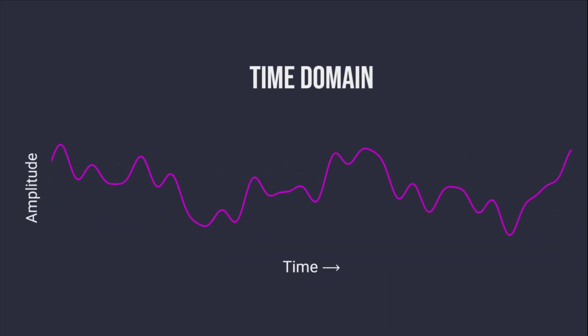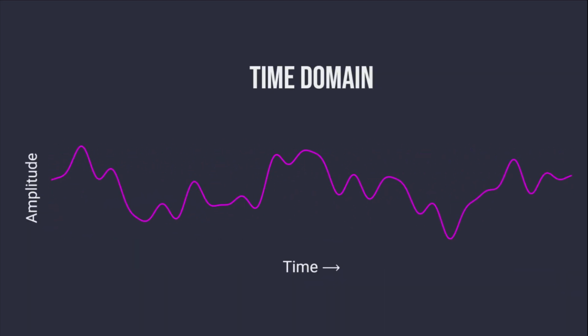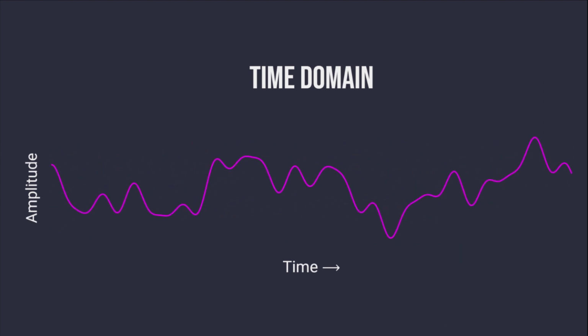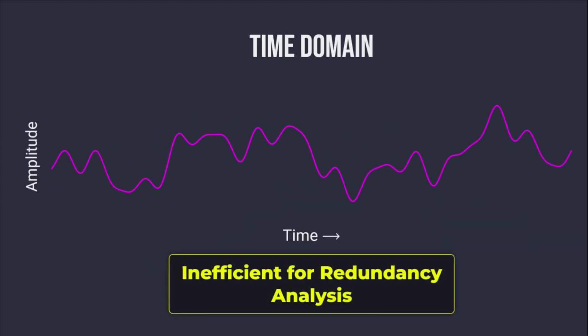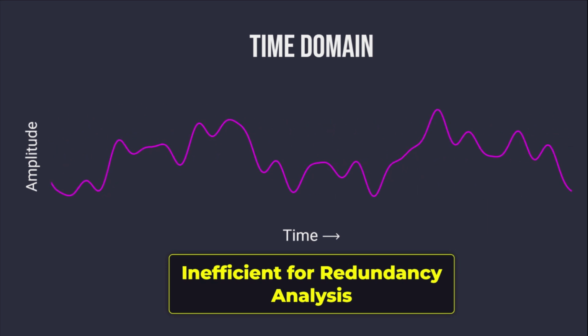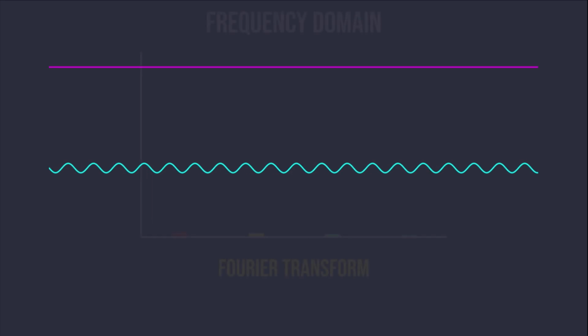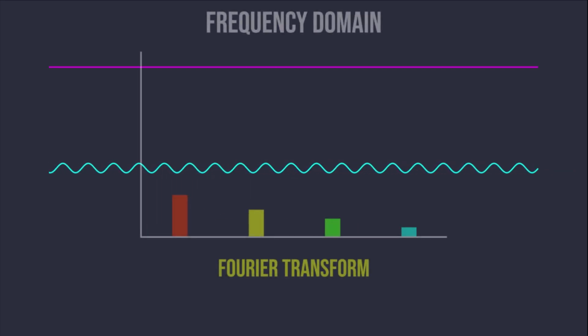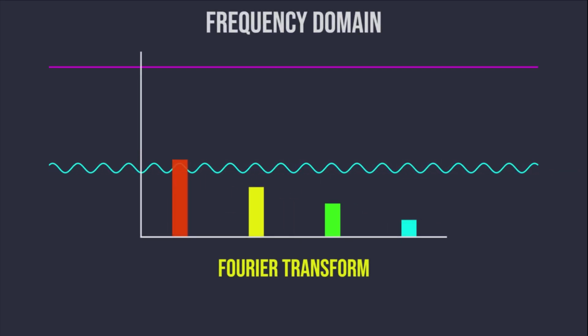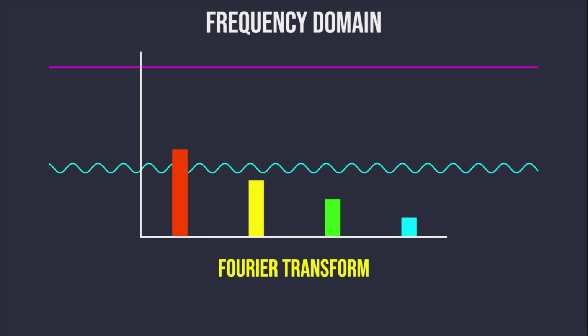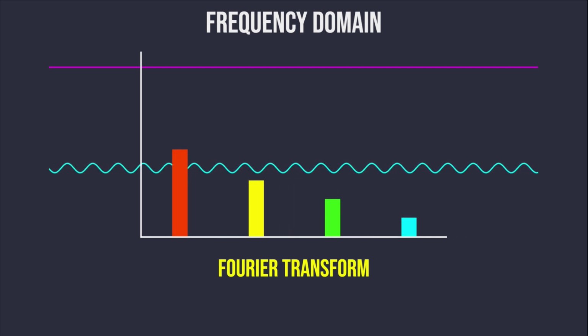The raw audio signal exists in the time domain, representing amplitude fluctuations over time. Compression algorithms cannot efficiently analyze redundancy in this domain. We must shift perspective using spectral analysis, decomposing the complex waveform into its constituent sine and cosine waves. This transformation reveals the underlying frequencies and their respective amplitudes, which is the fundamental purpose of the Fourier transform.